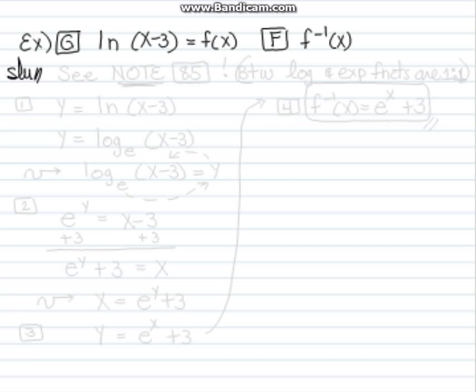Given the function ln of x minus 3 equals f of x. Okay, now I could have written it just f of x equals ln of x minus 3. Either way, that's our function. We're asked to find the inverse of this function, f inverse of x.